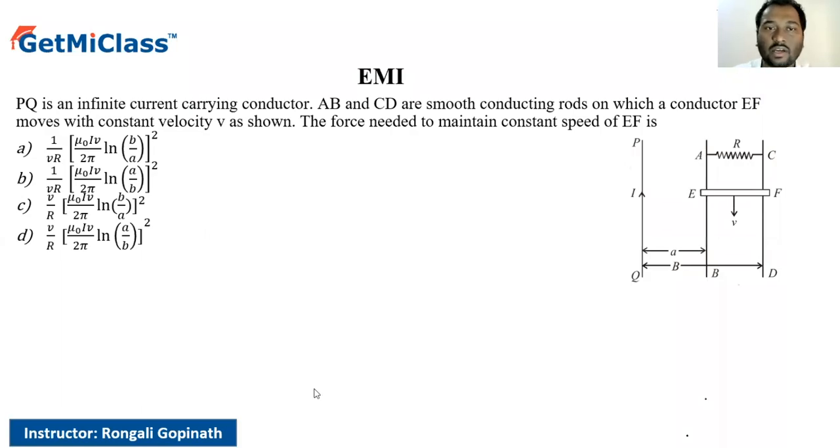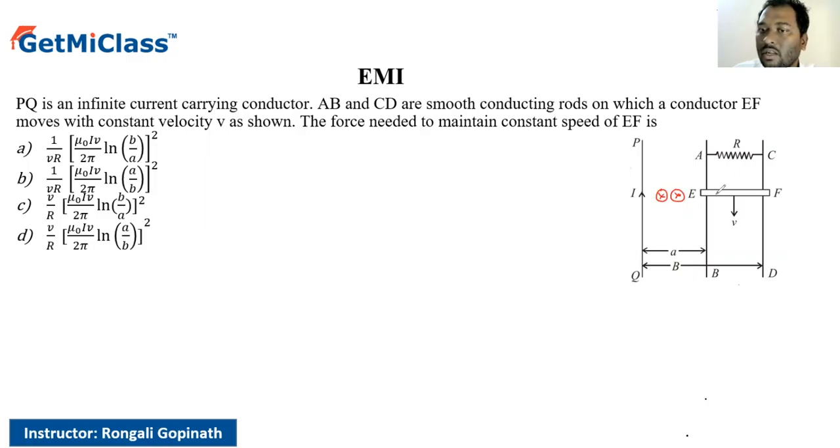PQ is an infinite current carrying conductor. AB and CD are smooth conducting rods on which a conductor EF moves with constant velocity V as shown. The force needed to maintain constant speed of EF is. Okay. So because of this PQ infinite current carrying conductor, there is a magnetic field into the page.